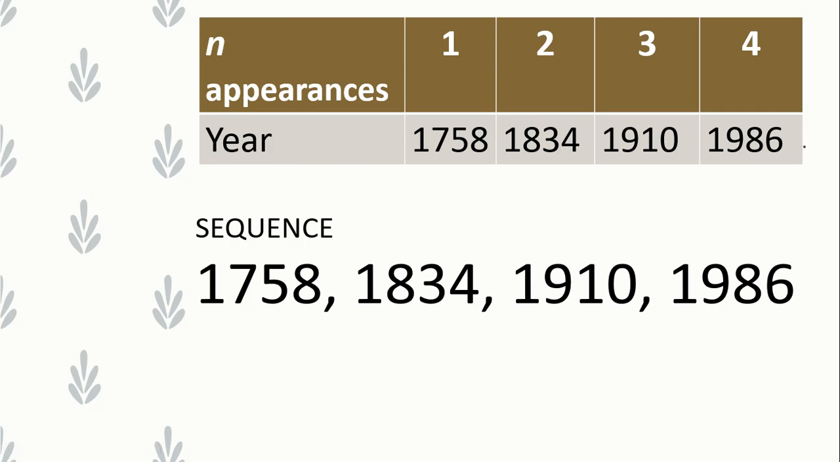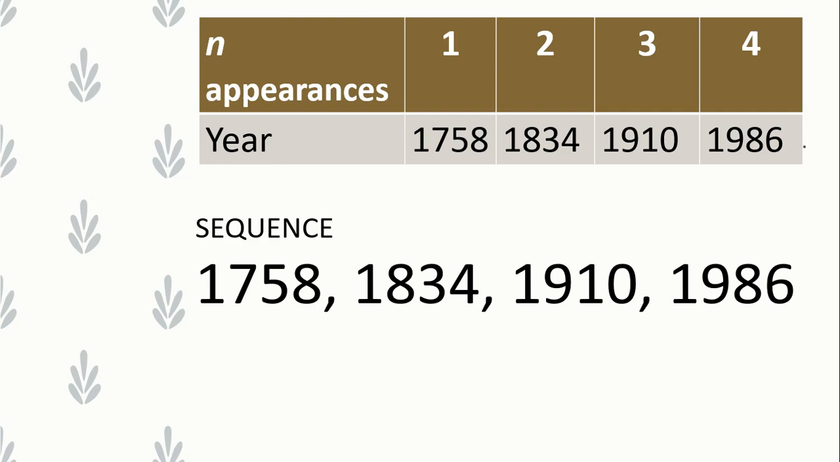Based on this table, we can see the relation between the nth appearance and the year of appearance of Halley's comet. We can say that the first appearance of Halley's comet was in 1758, the second appearance was in 1834, the third appearance was in 1910, and the fourth appearance was in 1986.